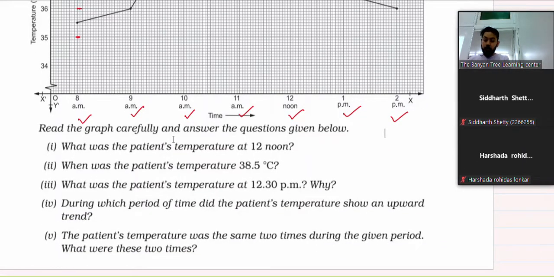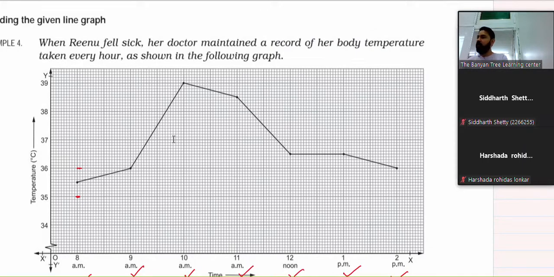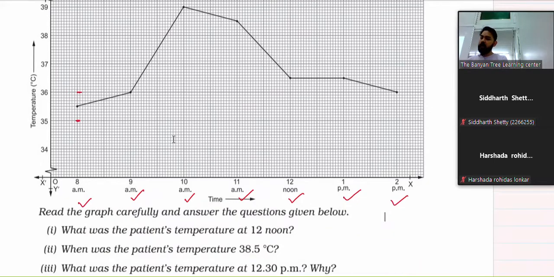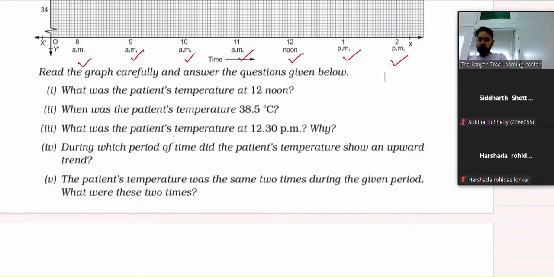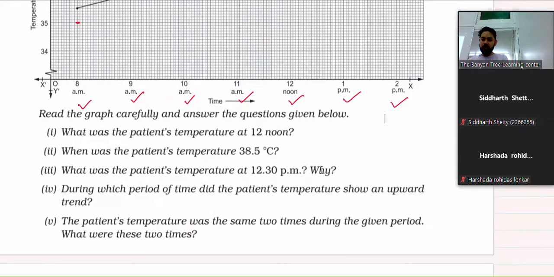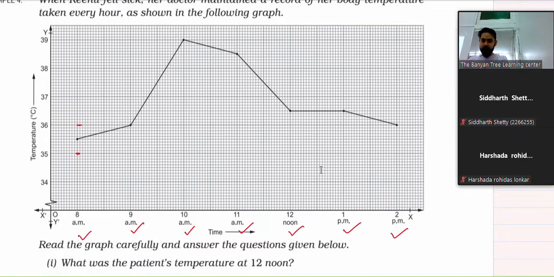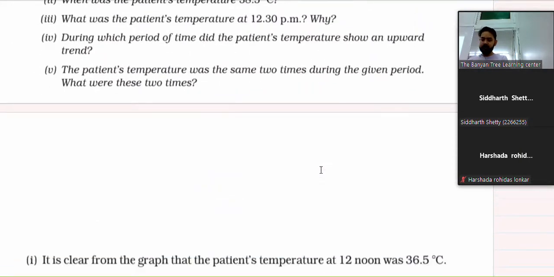During which period of time did the patient's temperature show an upward trend? 9 to 10 am. From 9 to 10 the temperature increased, even 8 to 9 it increased a bit, slightly upward. So let's see the fourth one. It is clear from the graph that the patient's temperature showed an upward trend from 8 to 10. Both 8 to 9 and 9 to 10 have an upward trend. The patient's temperature was the same 2 times during the given period. What were these 2 times? 12 and 1. 12 and 1 PM.